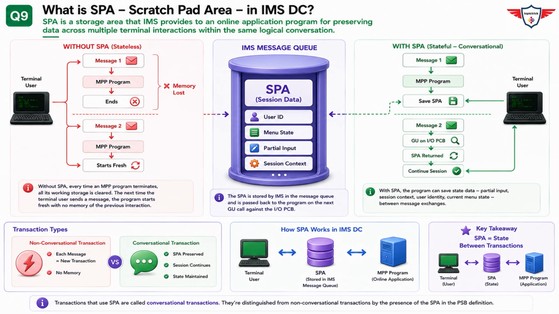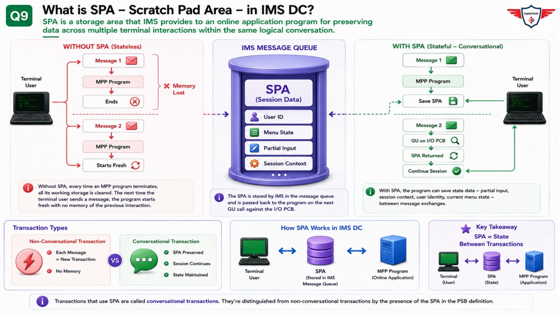Now with SPA, the program can save state data that includes partial input, session context, user identity, and current menu state. The SPA is stored by IMS in message queues, and it is passed back to the program on the next GU call to the IO PCB. Transactions that use SPA are called conversational transactions, and they are distinguished from non-conversational transactions by the presence of SPA in the PSB definition.